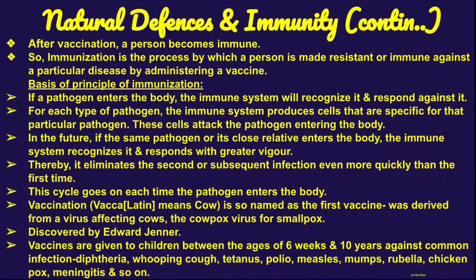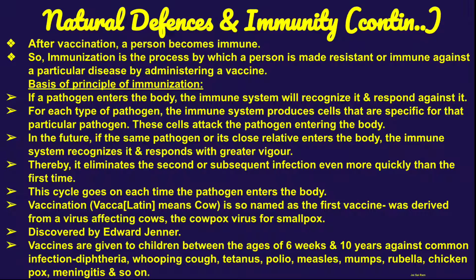So what happens once we inject a vaccine inside our body? When the pathogen enters, whether by vaccine or by disease, the immune system recognizes it and responds by producing an antibody against that pathogen. Then the cells attack the pathogen entering the body. The antibody has been created now.